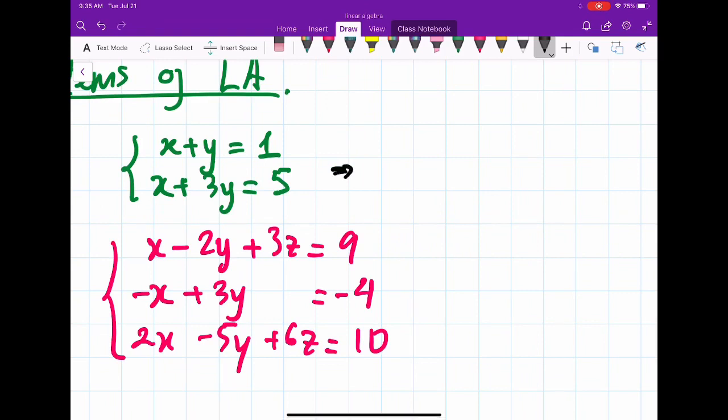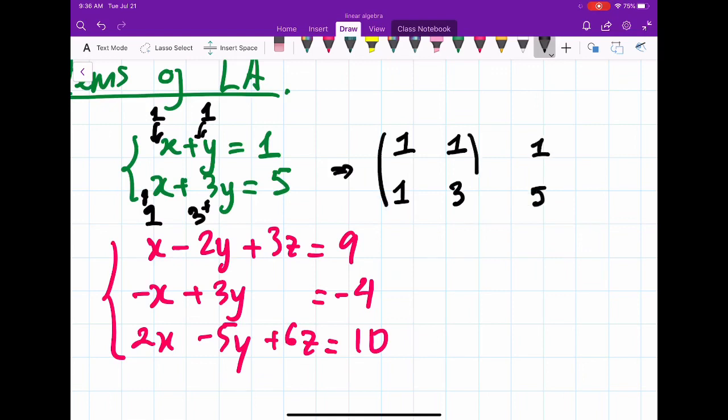I pick the coefficients right here. I hope you still remember that, right? I have coefficient 1, 1 in here. Here I also have 1, and here I have 3. So I just pick 1 in here, another 1, and then B is the free coefficient, right? And here I have 1, 3, and here I have 5. I remember we wrote it this way, times x and y, and then equal to 1, 5.